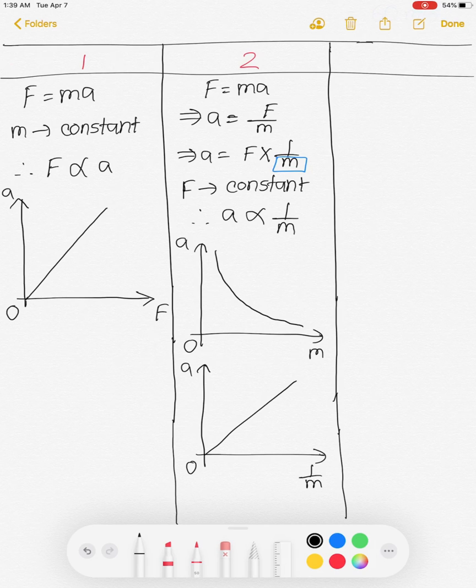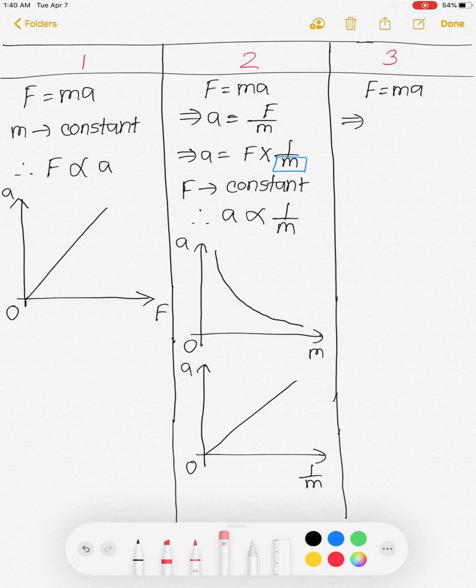All right, now for the third and final column, we have, again, let's write down the equation F equals ma. Now let's make mass the subject of the equation. So, or let's keep it that way, F equals ma.